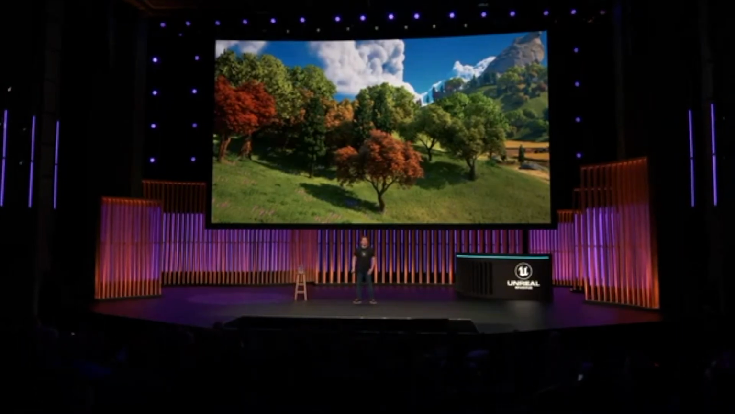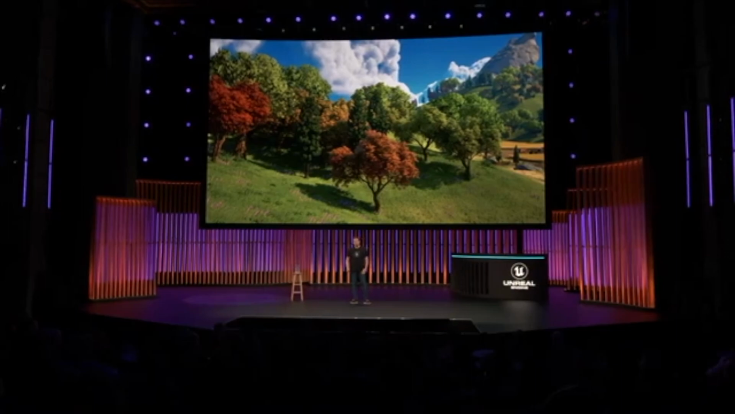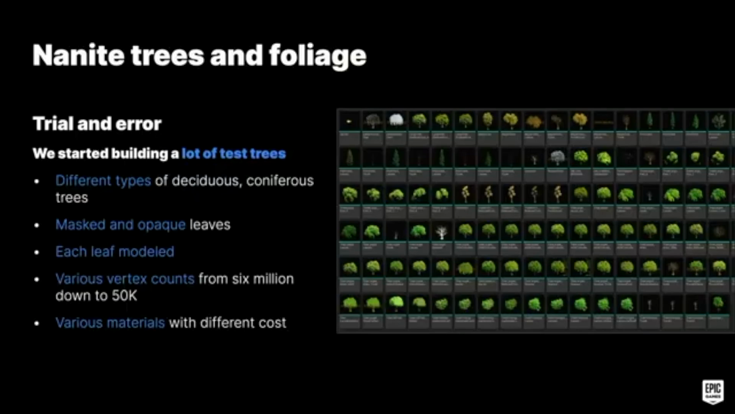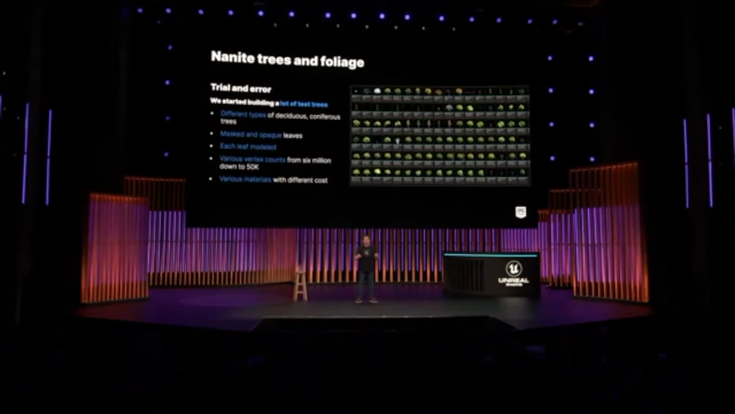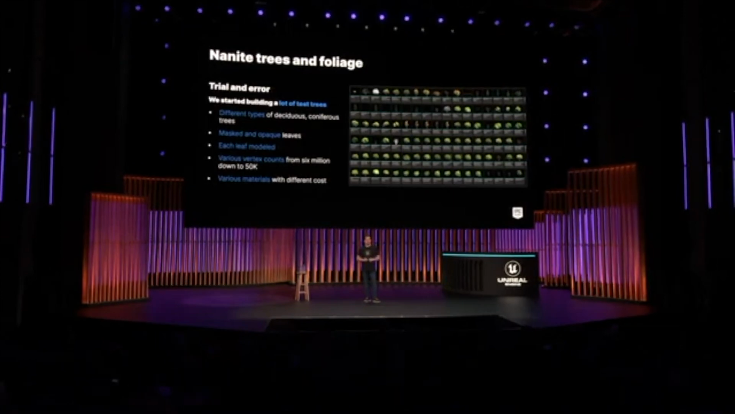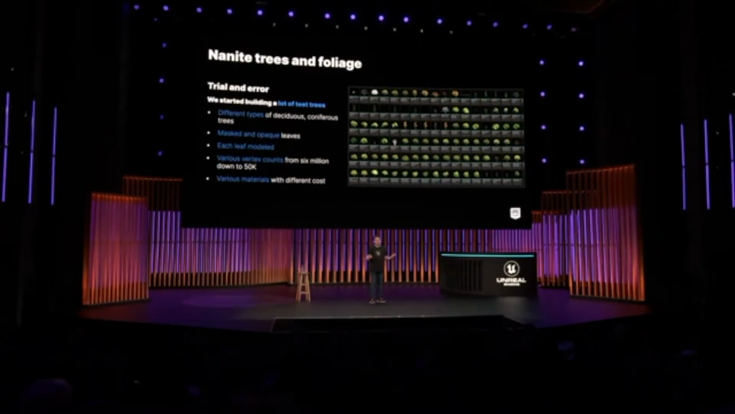We started about 1 year before shipping Chapter 4. And we used the trial and error approach. We built lots and lots of trees, different types of trees, but mostly we focused on a single broadleaf tree. It was more important for us to have lots of variations of the same tree that we can easily compare to each other. We built any variation we could think of, from masked leaves to opaque leaves. Each leaf was modeled as cards with masks, and various detail from 6 million vertices down to 50,000 vertices, and various materials with different costs.